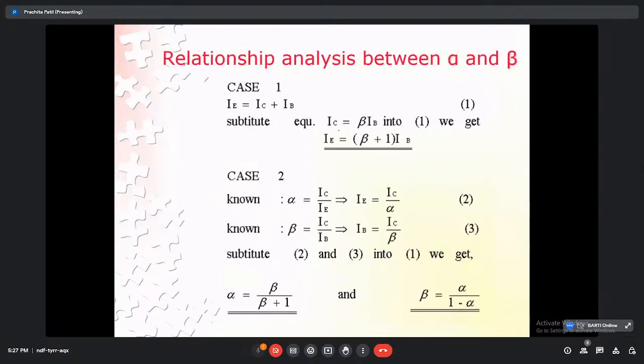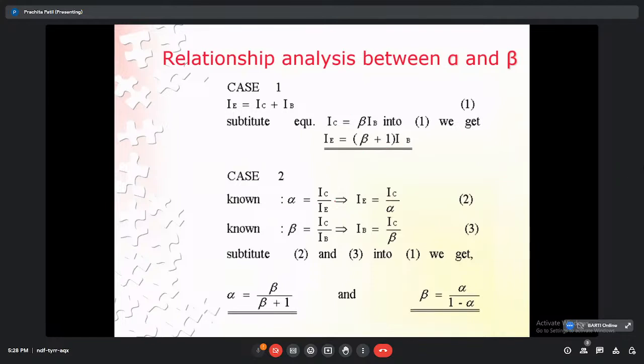Here we can use some cases, and with the help of these cases, we can solve this. Case 1: IE is equal to IC plus IB. So we have the equivalent circuit IC is equal to beta IB, which we can put into 1. So we get IE is equal to beta plus 1 times IB.